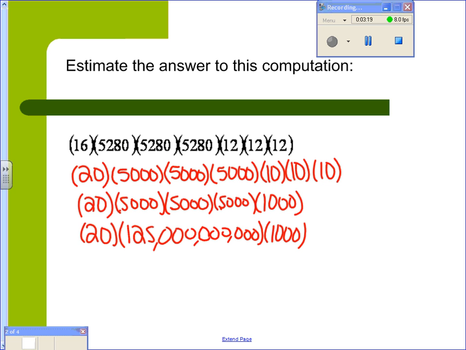You could. 2 times 125 is what? 250, right? Do you agree? Okay, so that took care of the 2 and the 125. How many zeros do we have left over? We've got 1 here. How many from this one? 9. And then how many here? 3. So times 10 to the 13th, right?